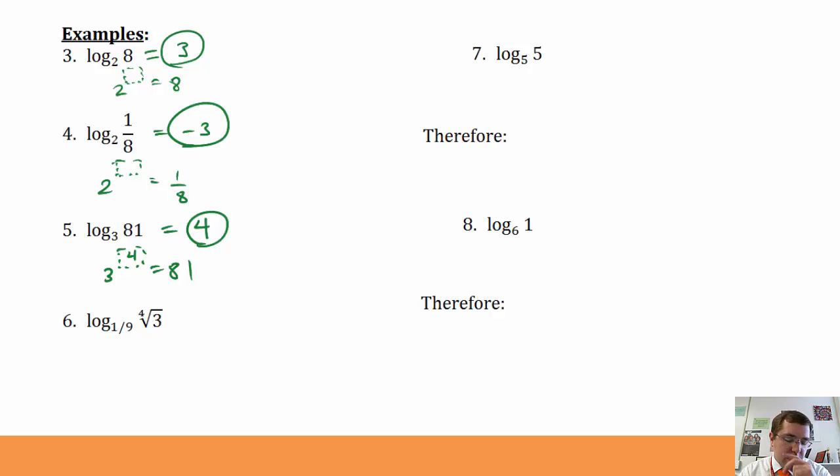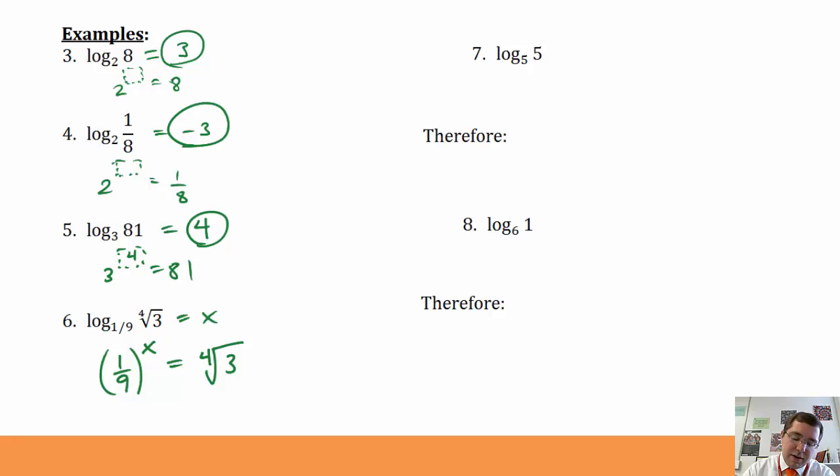How about the log base 1/9 of the fourth root of 3? That's a little harder. So let's call this x. And let's rewrite this in exponential form. So I take the base of the log, the 1/9, I raise it to the power of what's on the other side, which is the x, and that has to equal the thing I'm taking the log of, the fourth root of 3. So I can go back and forth between log form and exponential form.